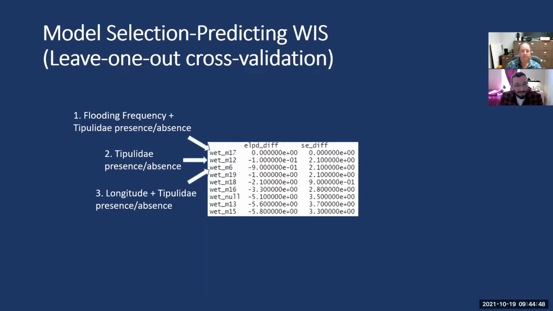So I won't get too far into the model selection procedure, but I used leave-one-out cross-validation, which I can talk about more in depth later if anyone wants to know how that works. But essentially it told me that my top 3 models for predicting wetland indicator score, and they're pretty close to one another in terms of their score, were flooding frequency and Staphylinidae, just presence or absence, not biomass. Second best model was actually just Staphylinidae presence or absence, and the third best was longitude plus Staphylinidae presence or absence. So really interesting to see Staphylinidae as such a good predictor of the wetland indicator score.